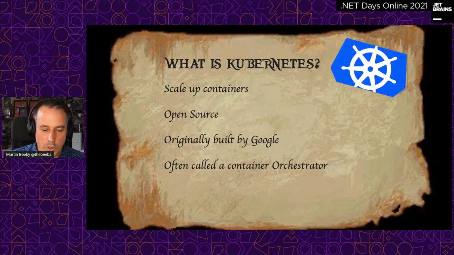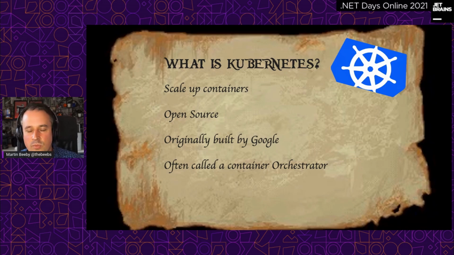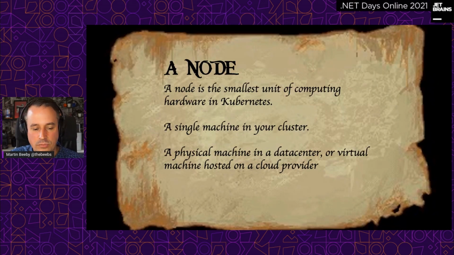So Kubernetes is that ability to take those containers, and we call them container orchestrators because they orchestrate our containers in production. We define how we want our application to run in production, and then it's Kubernetes' job to make sure that what we've described in our definitions is how the application runs. Now, it's open source. Lots of different cloud providers use and support Kubernetes. It was originally built by Google, and we call it a container orchestrator.